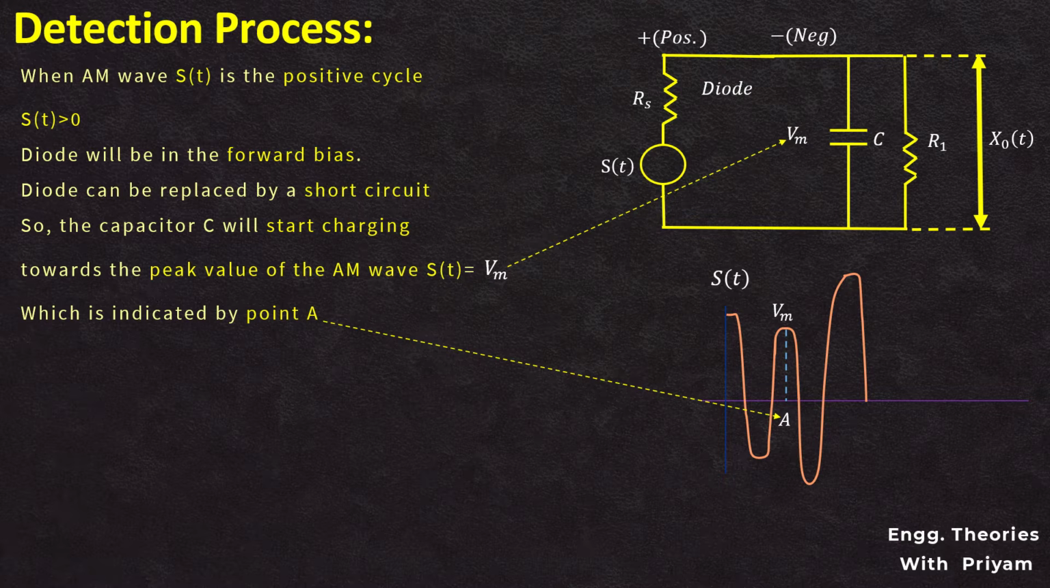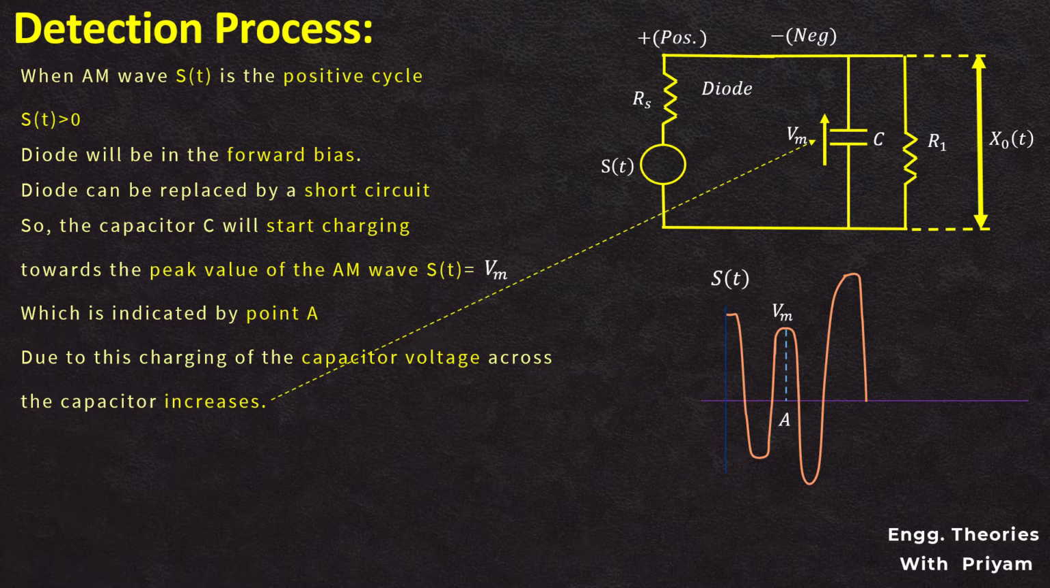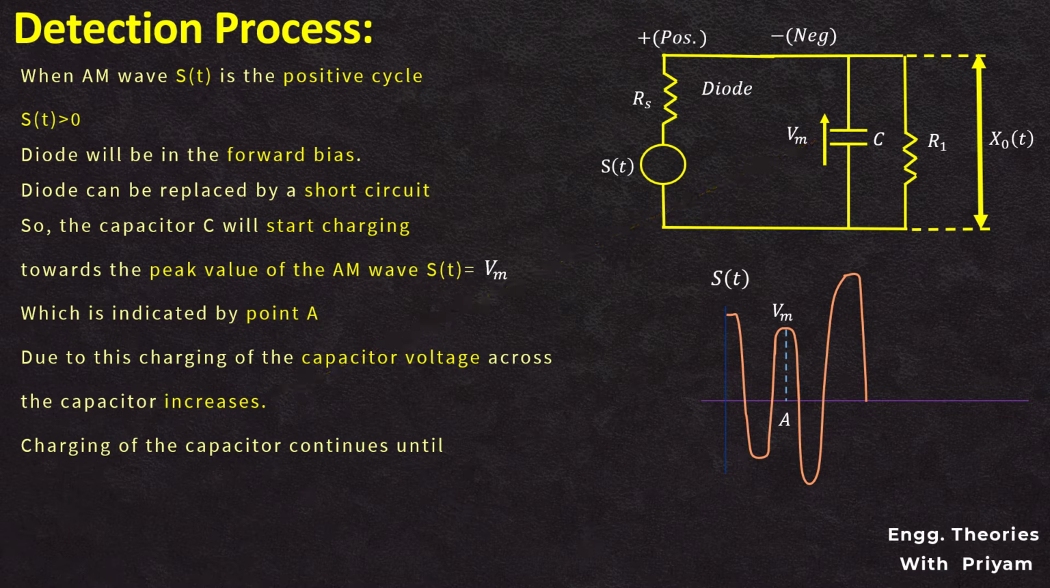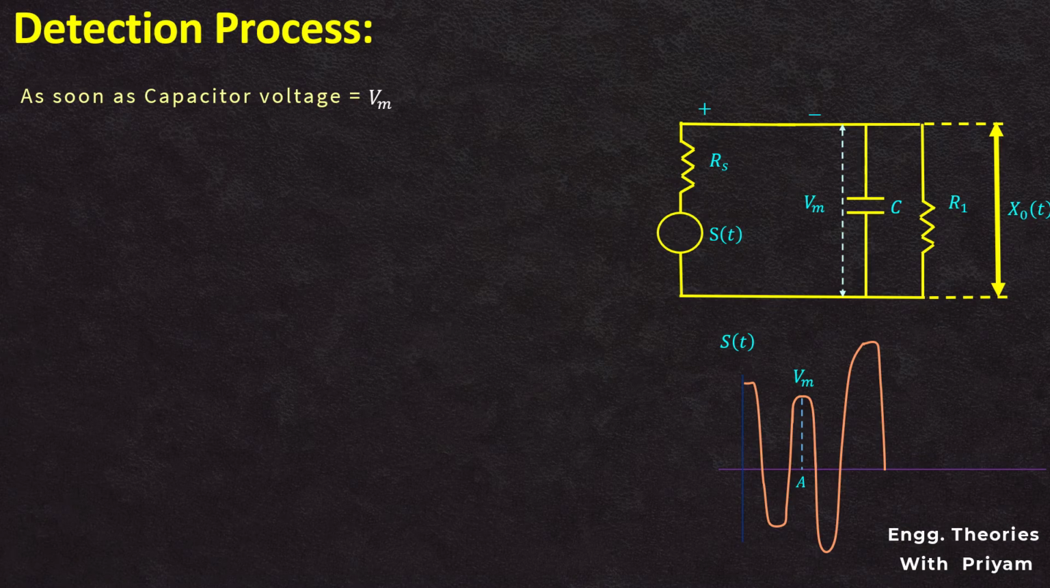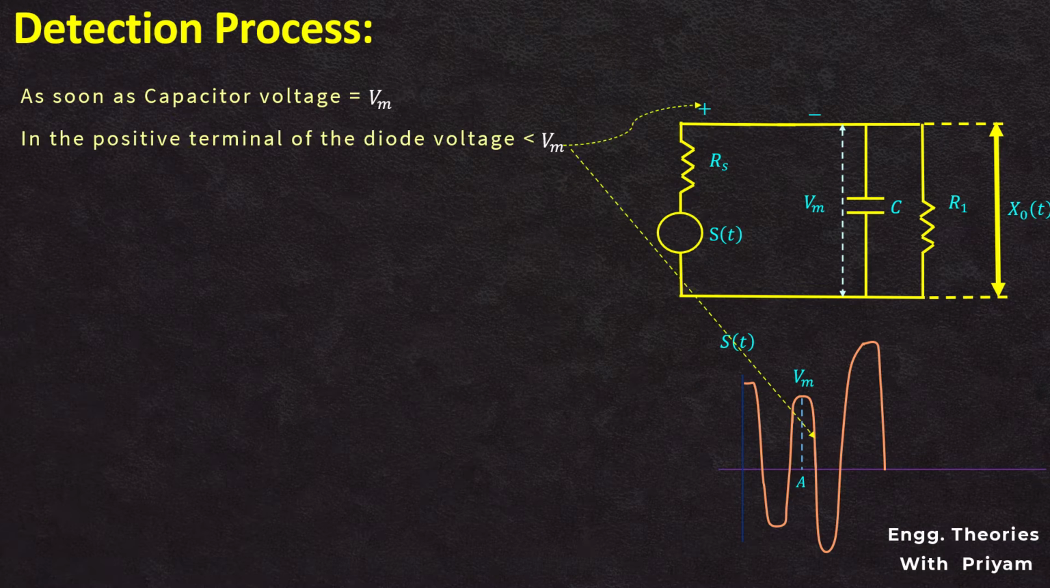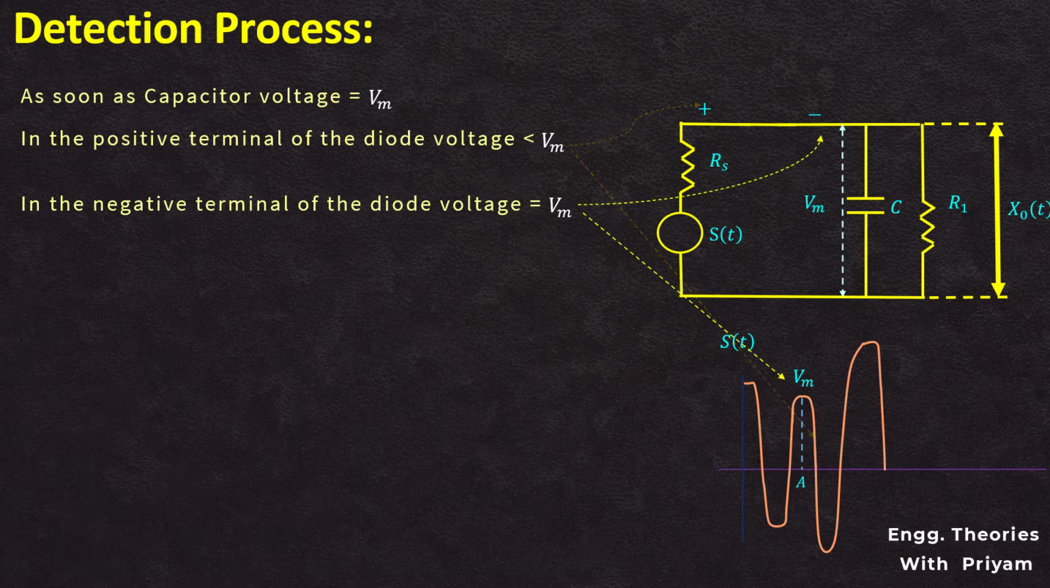Due to the charging of the capacitor, the voltage across the capacitor increases, and the charging continues until the voltage across the capacitor reaches the maximum amplitude of the amplitude modulated signal ST, or Vm. Finally, the capacitor will be fully charged and the voltage across the capacitor is equal to Vm. After that, at the positive terminal of the diode, the voltage due to the amplitude modulated signal will be less than Vm, as ST is less than Vm. But at the negative terminal of the diode, the voltage is equal to Vm, same as the capacitor voltage.